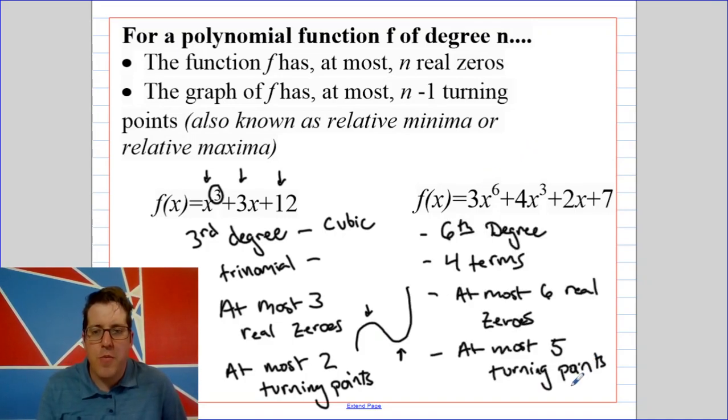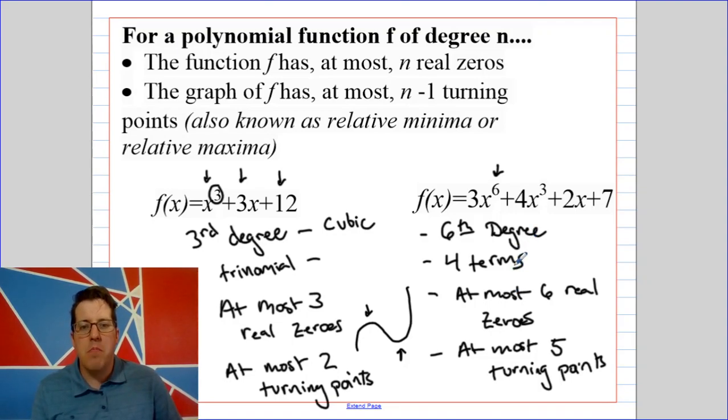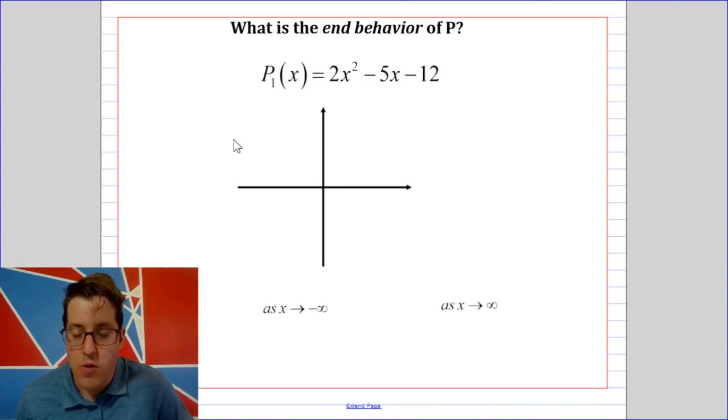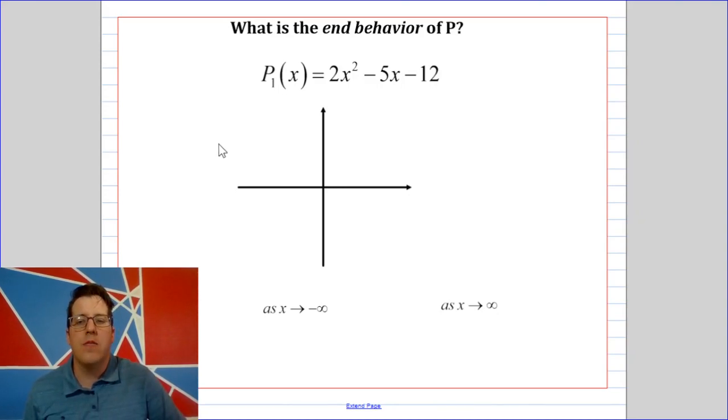All right, here's that information for this next one. It's 6th degree. It has 4 terms, so we don't call something a quadrinomial. After 3, we say monomial, binomial, trinomial, and then after that we just say 4 terms, 5 terms, 6 terms. This has at most 6 real zeros and at most 5 turning points. I'm going to introduce end behavior here just because we're going to talk about it a lot.